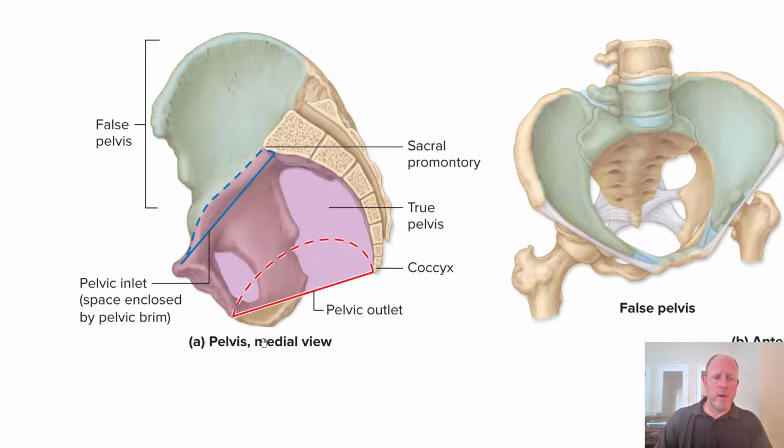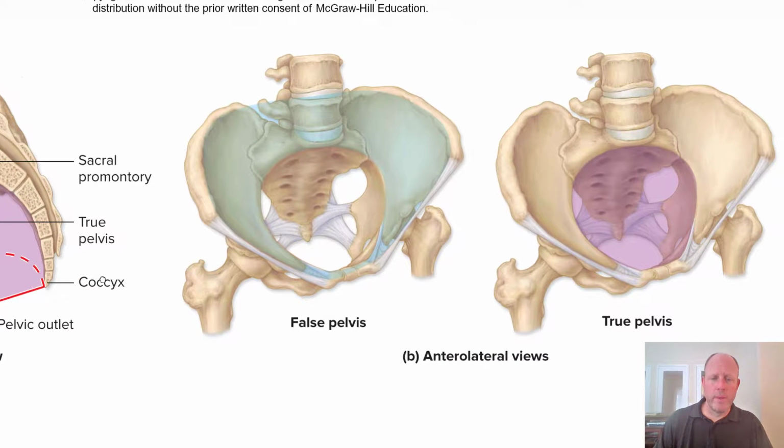So here we have the pelvis medial view with the false pelvis here. And we have the pelvic inlet, sacral promontory, true pelvis, okay? And then we have the coccyx, the pelvic outlet. And so it's highlighting here the false pelvis and the true pelvis. So true pelvis, false pelvis, right?